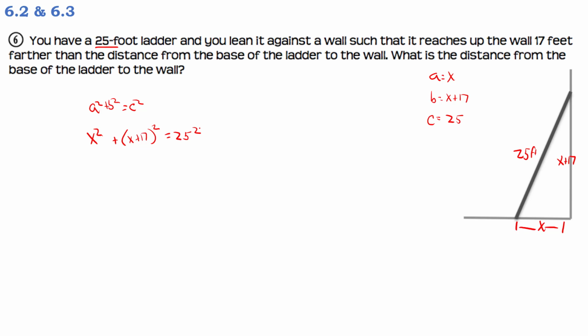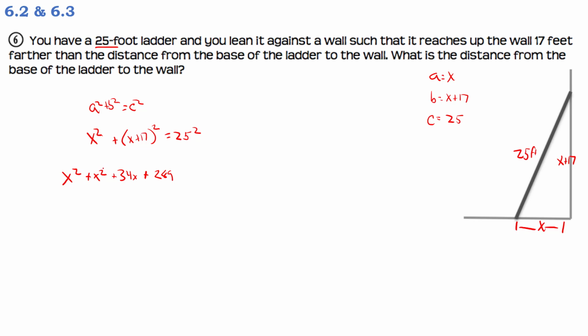Okay, so now let's do some math to get this thing solved out here. With that, we can't do anything else with the x squared, so we're going to leave x squared there. Now if we take x plus 17 times x plus 17, and you do that math, you will come out to get x squared plus 34x plus 289.